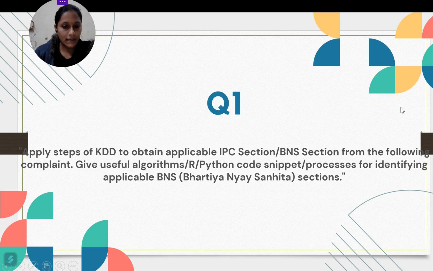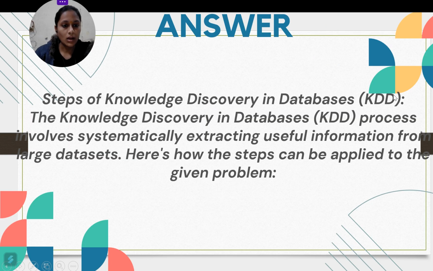Apply steps of KDD to obtain applicable IPC section, BNS section from the following complaint. Give useful algorithms and Python code snippet processes for identifying applicable BNS sections. Steps of knowledge discovery in databases, that is KDD. The KDD process involves systematically extracting useful information from large datasets. Here's how the steps can be applied to the given problem.